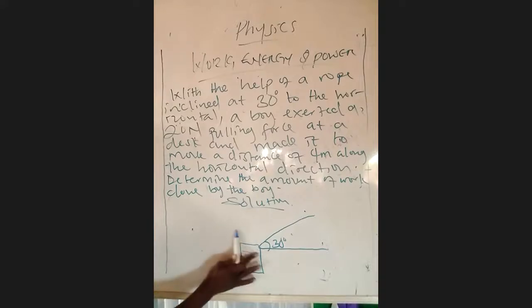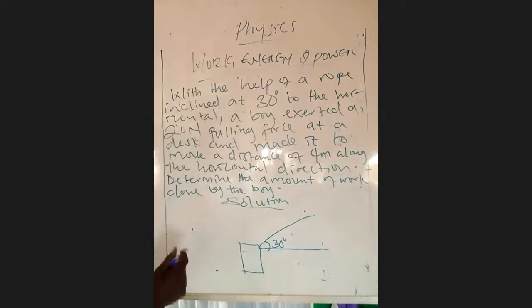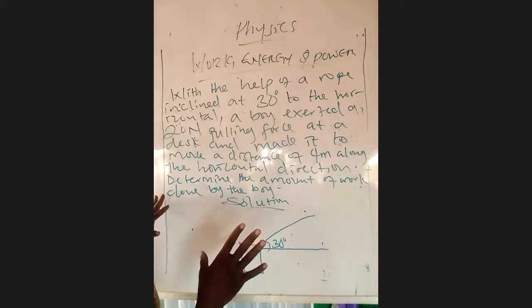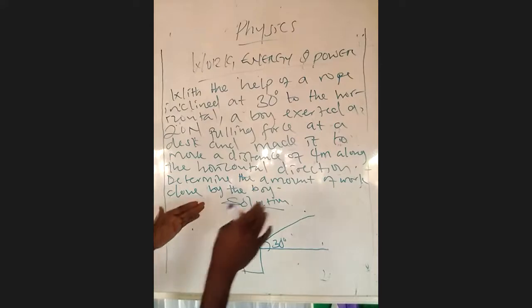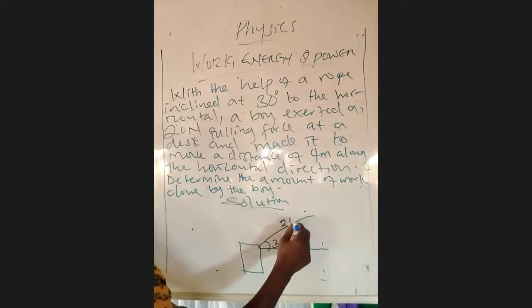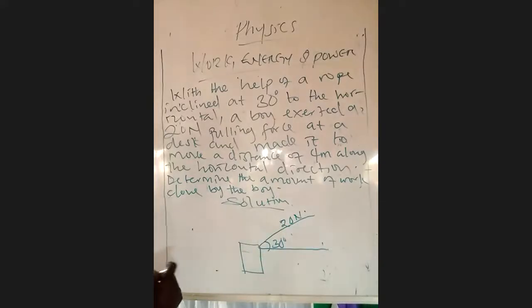So I just call this our desk. Now, with the help of a rope inclined at 30 degrees to the horizontal, a boy exerted a force of 20 Newton. Then it has to come somewhere, and that must be somewhere here. Maybe this is the force that is exerted, 20 Newton, putting a force on a desk and making it move a distance of 4 meters.